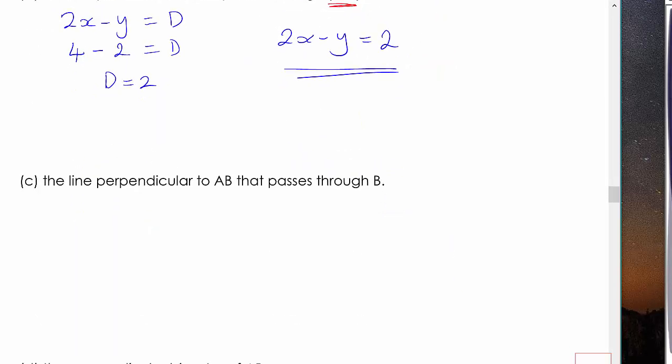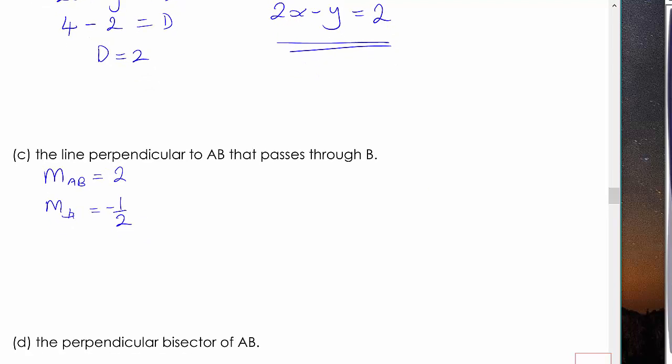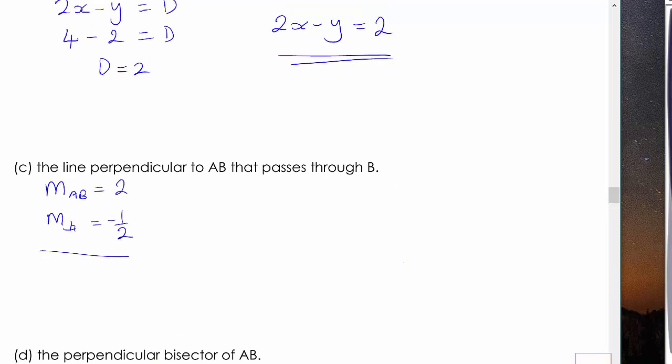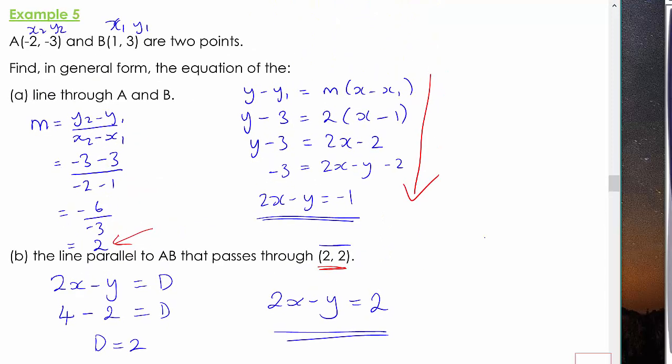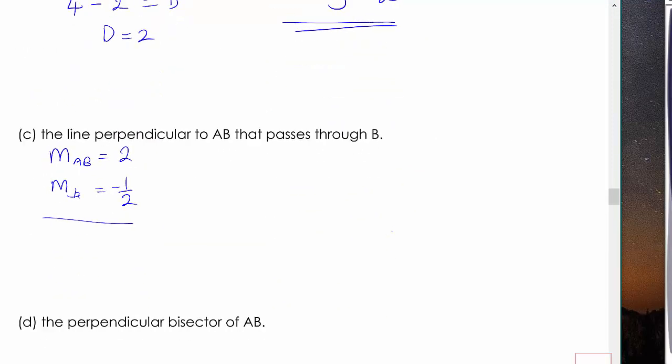Now we want the line perpendicular to AB that passes through B. So the gradient of AB we know was 2. The gradient for the perpendicular would be -1/2. It's always such that the gradients multiply to give you -1 if the things are perpendicular. So now we've got a gradient of -1/2, and it passes through B, and B was the point (1, 3).